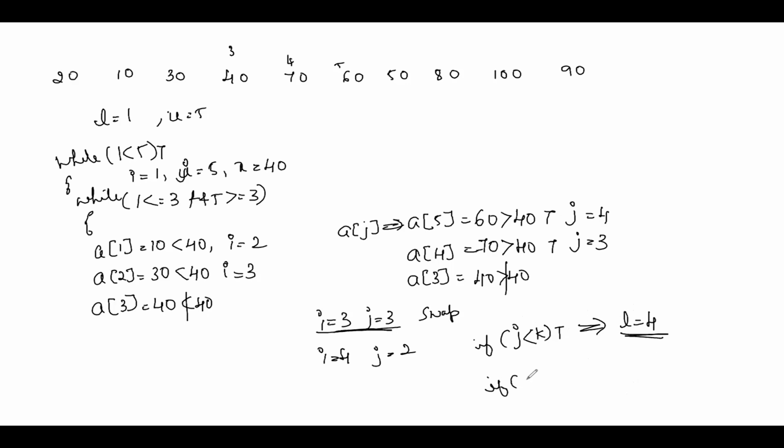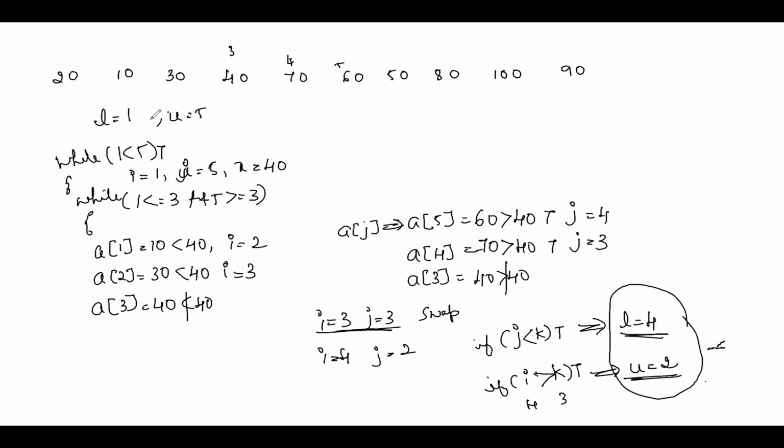Also, I'm going to check if the I value has exceeded k, whether it is greater than k. In our case, the I value is 4 and the k value is 3, which is also true. Hence, I'm going to change my upper bound to the j value. The j value is nothing but 2. As you can see, the new lower bound is 4 and upper bound is 2.